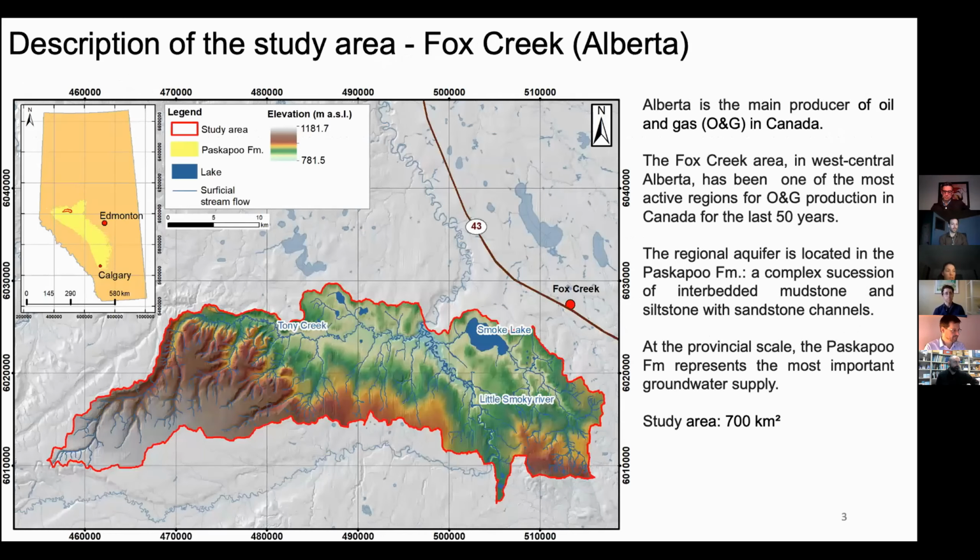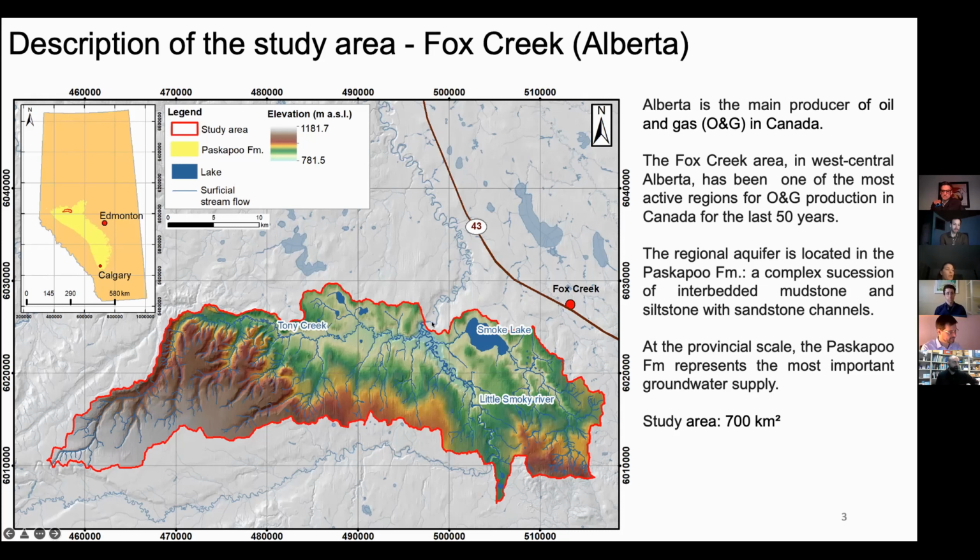So the 700 square kilometer study area is located in the province of Alberta, approximately 4 kilometers west of the town of Fox Creek and 220 kilometers northwest of Edmonton City. And the topographic elevation varies from a height of about 1,180 meters above sea level at the western margin to a low about 780 meters above sea level at the outlet of the watershed.